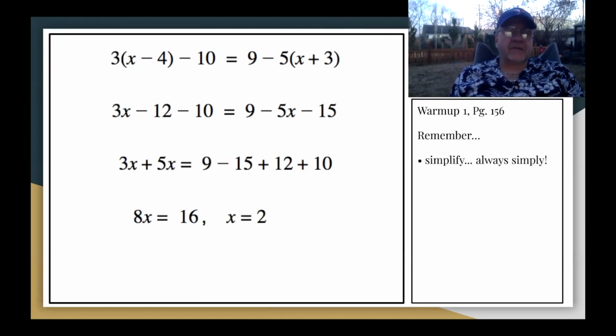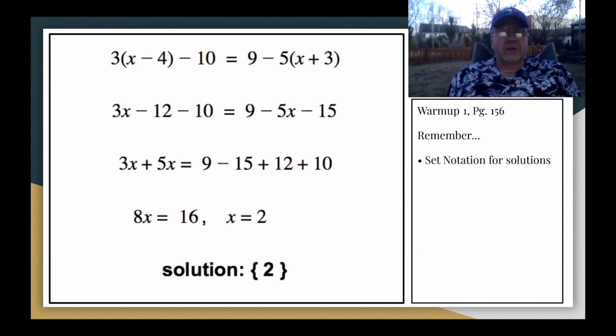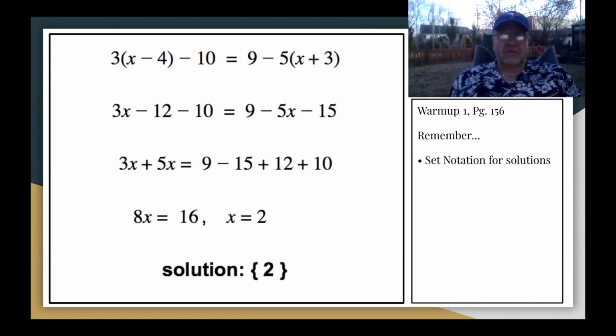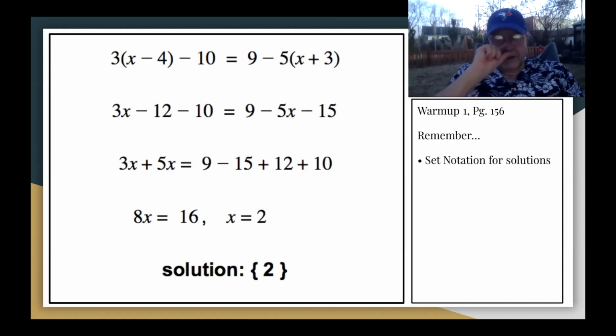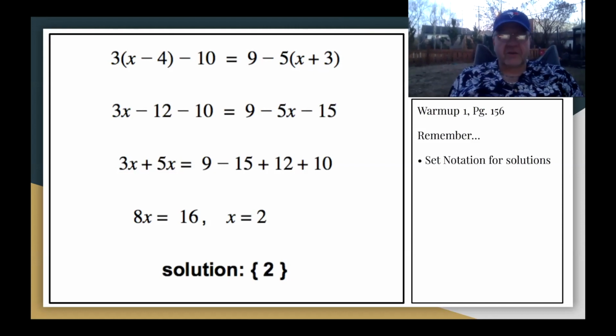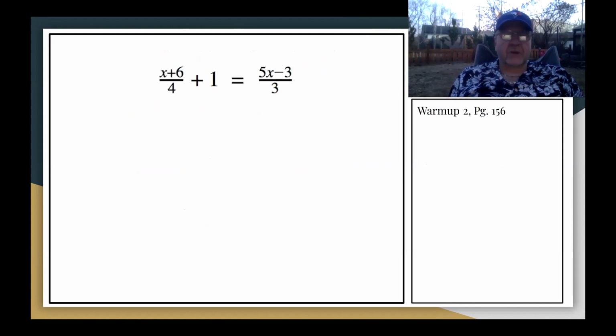I think we got 8x equals 16. And that simplifies to x equals 2. I don't see any non-permissible values because you don't have x in the denominator anywhere. And then if we're going to use set notation, because we kind of like set notation, there's your answer. Solution is 2. Cool. All right, next question right next door.